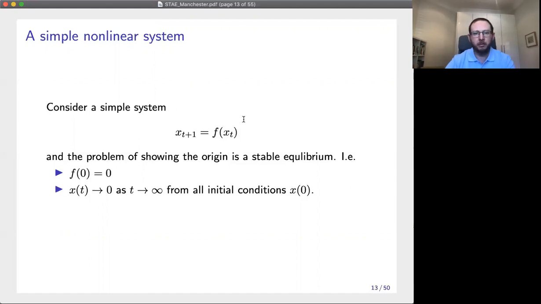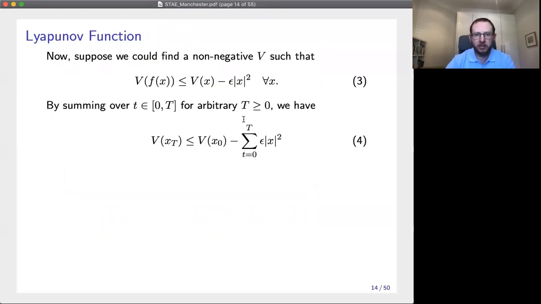Okay, so what do we do? The first thing we do is think maybe we can construct a Lyapunov function. And there's quite a few subtle variations on Lyapunov functions, strict and non-strict versions, so on. The particular structure I'm going to use, and which is useful for what follows, is like this.